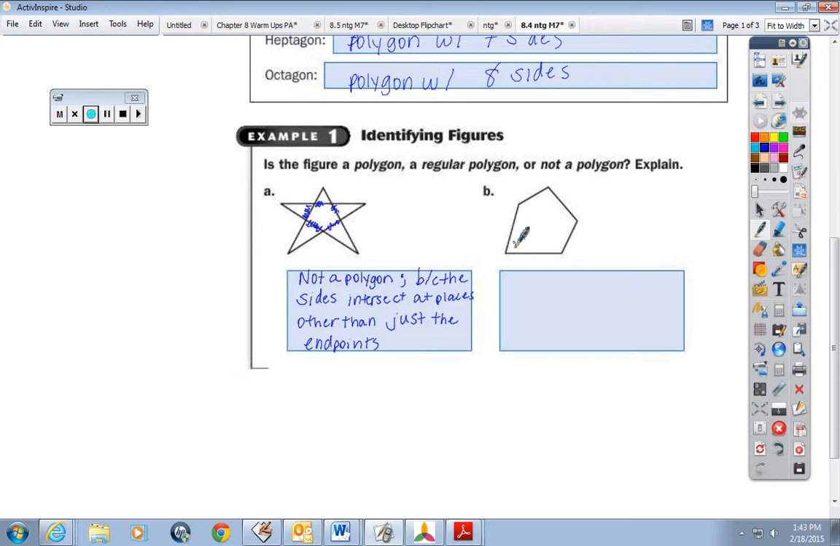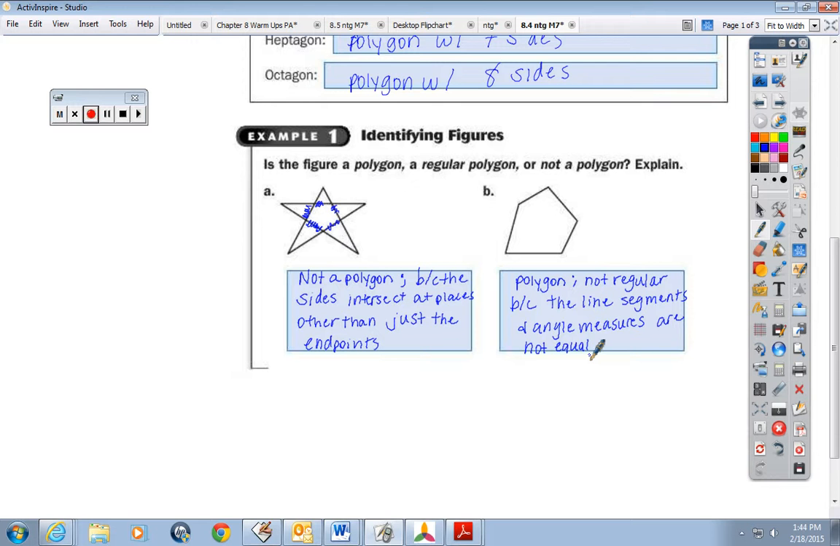The sides are not all equal. So it is a polygon, but it's not a regular polygon. So we would just say that it's not a regular polygon because the line segments and angle measures are not equal. Alright, so last page.